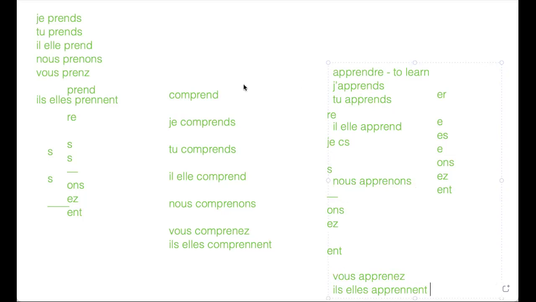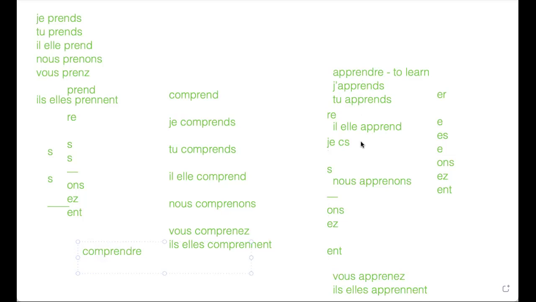You know what? Very simple. What is the formula of RE ending verb? Tell me. S, S, blank, ONS, EZ, ENT. So, apprendre. See, what is prendre? It is to take. Tell me yes or no. Add AP, it is apprendre, to learn. Add COM, it is comprendre, but the formula is the prendre formula. See, look, prendre, prendre, prendre. It is just that we have added this thing. Is it clear to you?